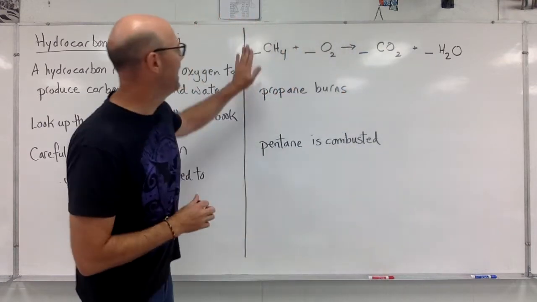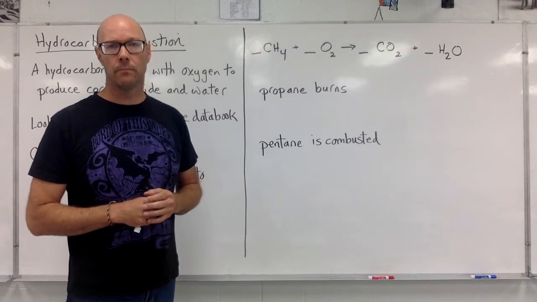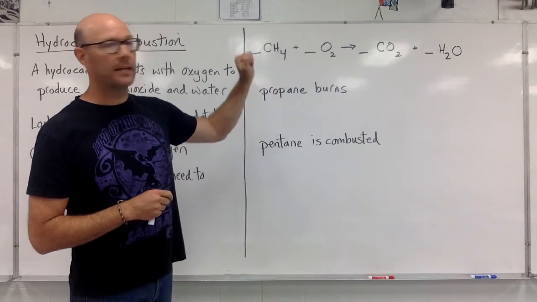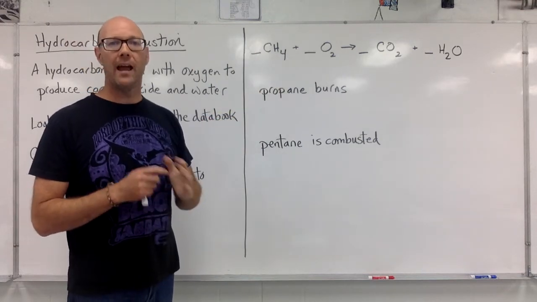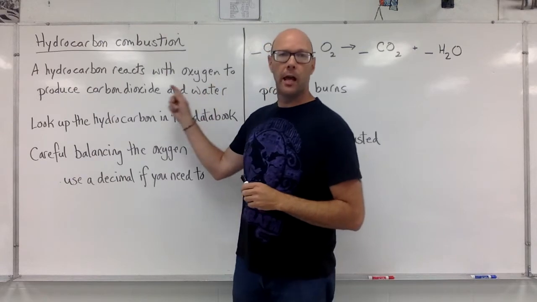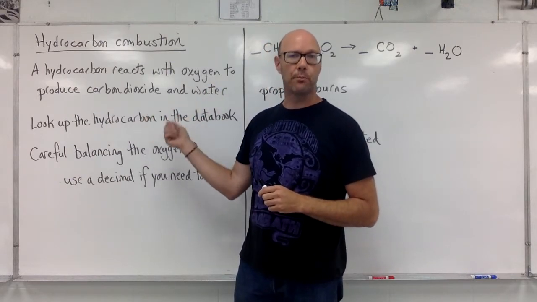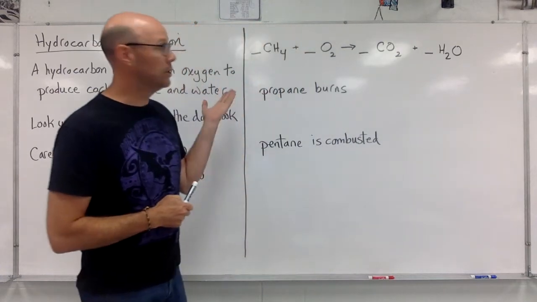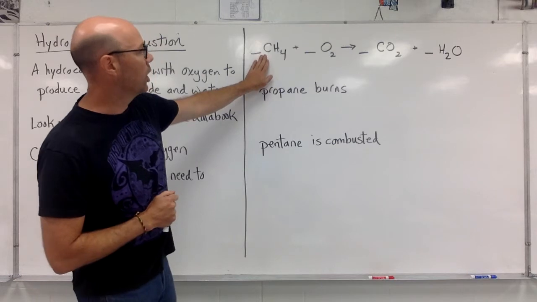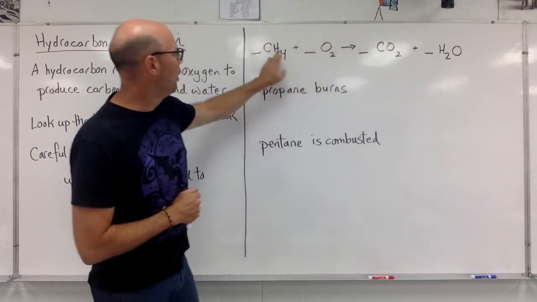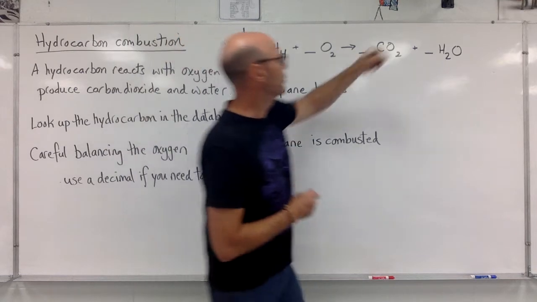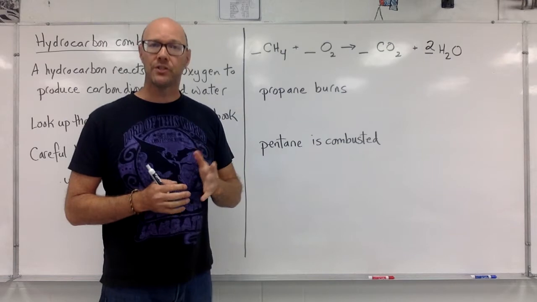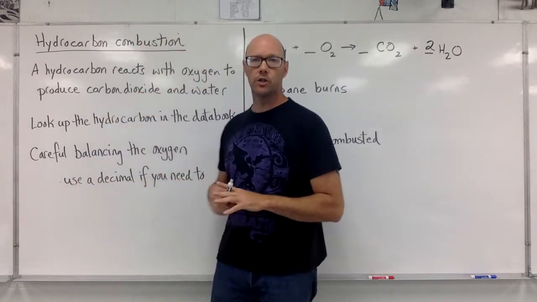Here's our first example. It's methane reacting with oxygen. We have our hydrocarbon, it's just carbon and hydrogen, reacting with oxygen, and we get CO2 and H2O. Every time. It's a reaction with oxygen, and after the arrow on the right-hand side are the products, CO2 and H2O, every time. All we really need to do here is balance the reaction. One carbon, four hydrogens. So over here I need to put a 2 because 2 times 2 is 4. The trick is, let's be careful balancing the oxygen.